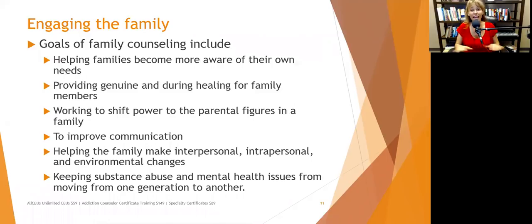It improves communication among family members, helping them learn how to assertively communicate, and it enables the other people to learn how to hear without being defensive. It helps the family make interpersonal, intrapersonal, and environmental changes, and it keeps substance abuse and mental health issues from moving from one generation to the other. So if we can break these patterns and make the system healthier, then it's probably going to produce healthier products.